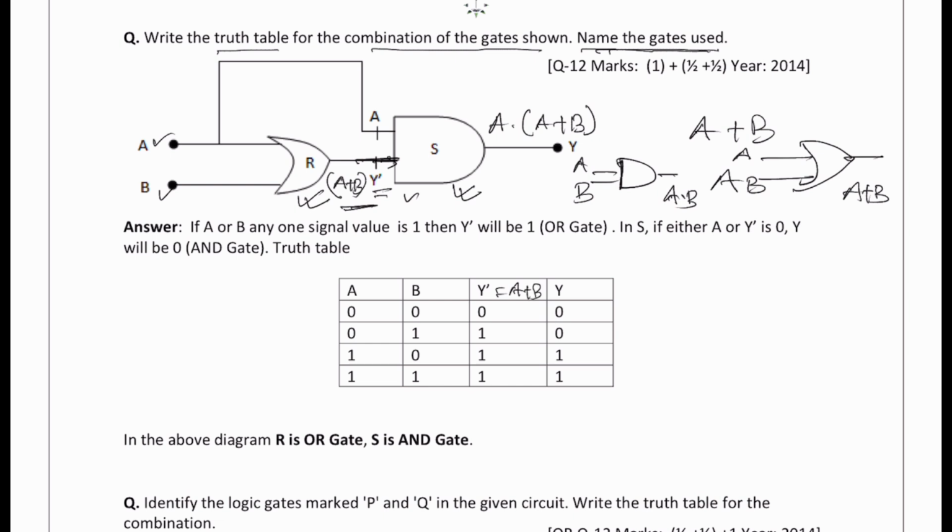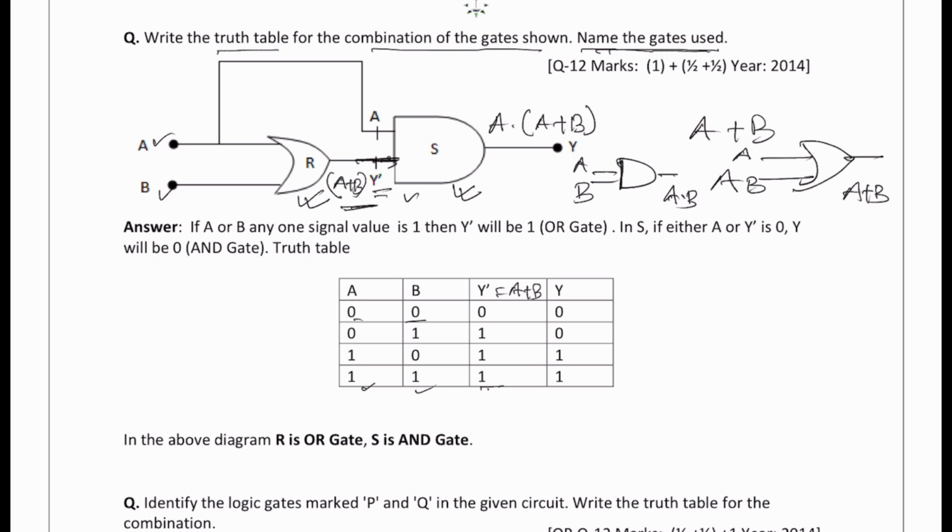If either of the input signals is true, then the output is true. If both are false, both are 0, both are minimum, then only the output is low, output is 0. So 1 plus 0 is 1, 1 plus 1 is also 1. If both are high, then the output is high. So if one of the inputs is 1, then the output is 1, correct?